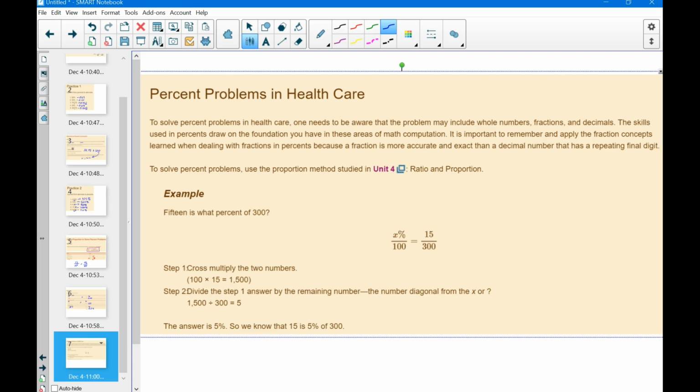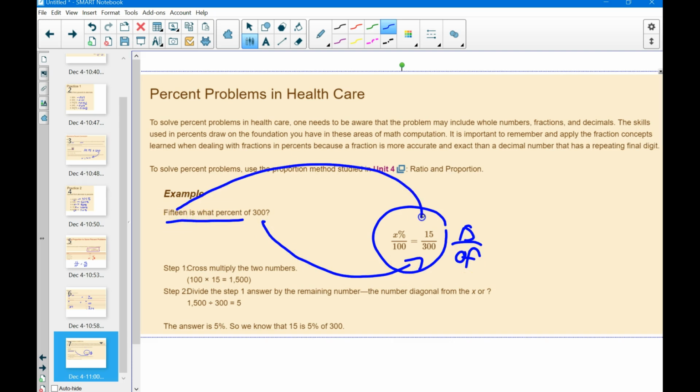So basically it looks like this. You'll see here that it says 15%. 15 is what percent of 300? We know our formula. It's going to be percent over 100 equals is over of. So the 300 goes on the bottom and 15 goes on the top. And we cross multiply, it's going to be 300 times x equals 100 times 15.